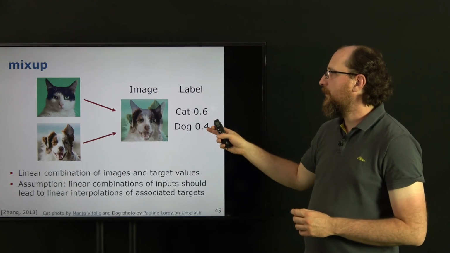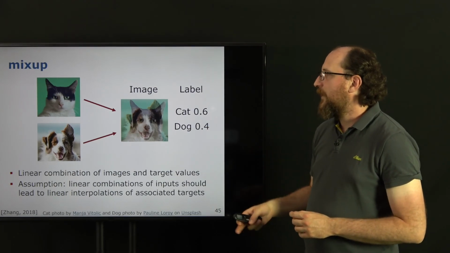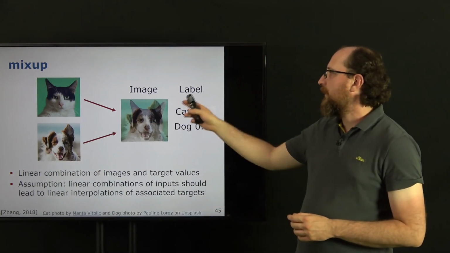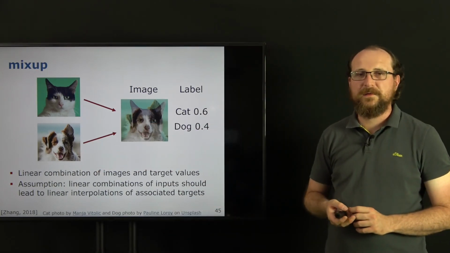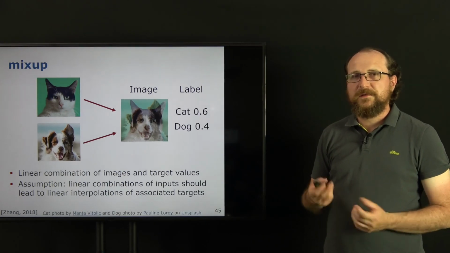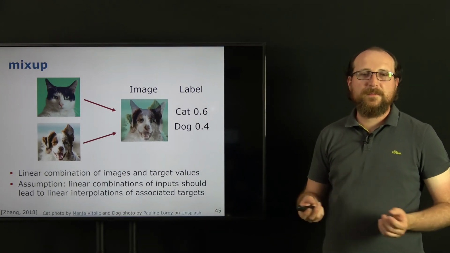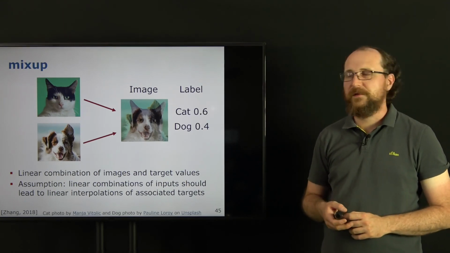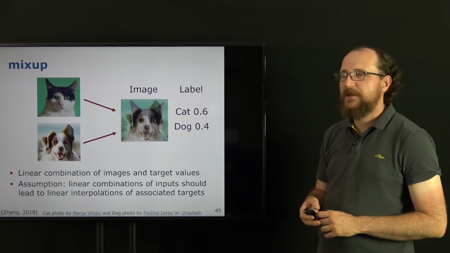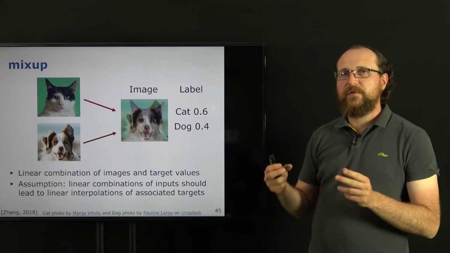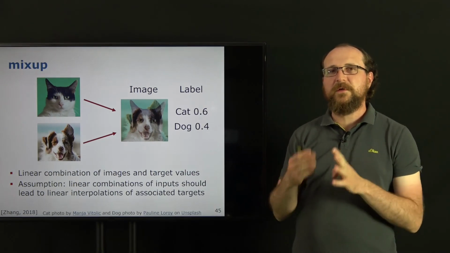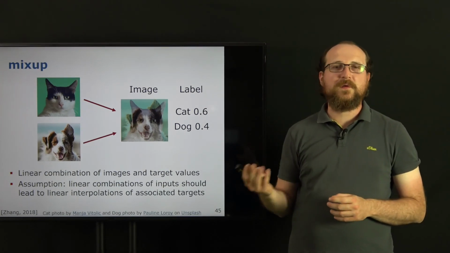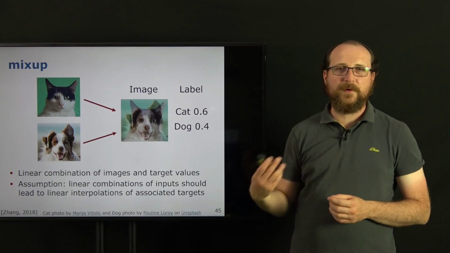So when we are using, basically, 1/6 of the cat image and 1/4 of the dog image, we are also modifying the label in the end. The assumption here is that the linear combination of inputs should also lead to linear interpolation of the asserted targets. By using this, we are producing examples in between, on the decision boundary between these two classes, and we want the network to perform well for these examples too.